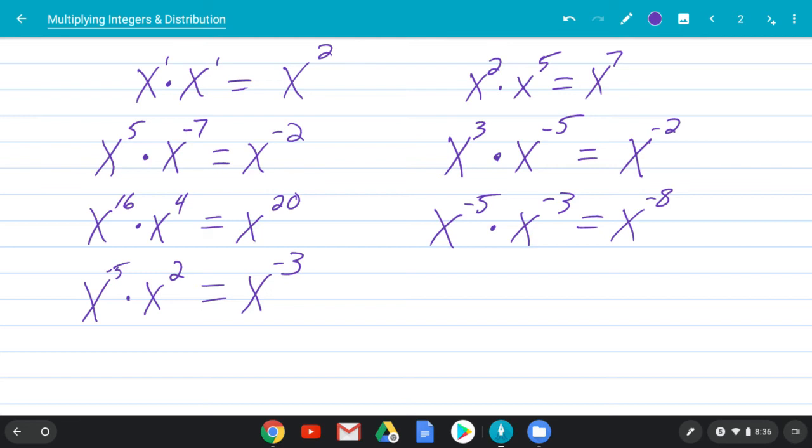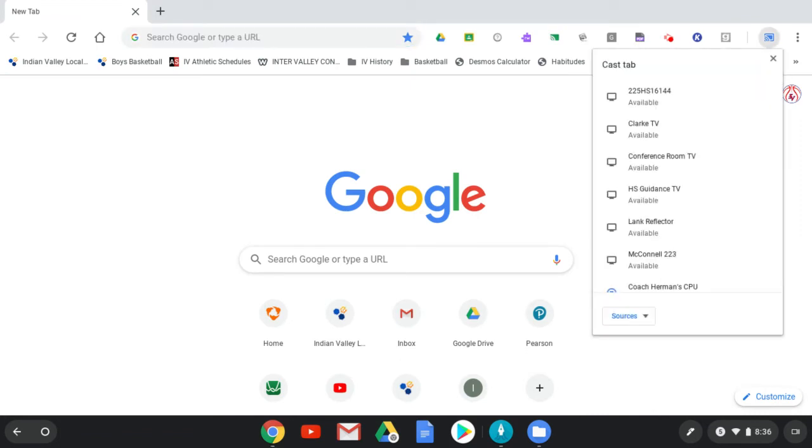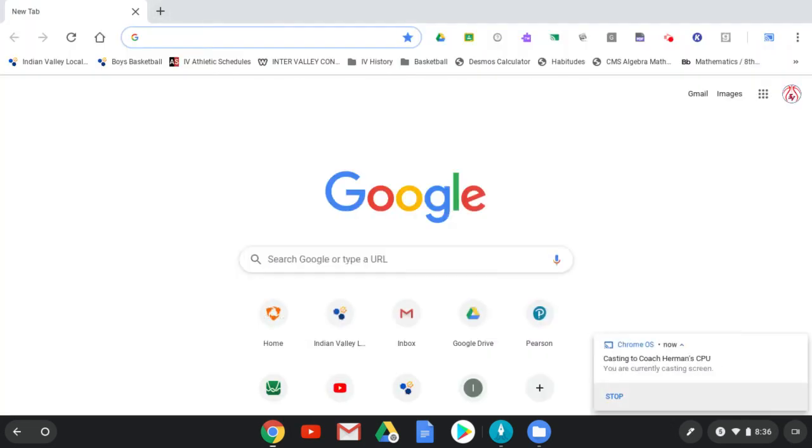Okay. How about this one? 2x squared times 4. Whoa, it went away. Why would that happen? See how fast we can get it back. Come on, baby. I'm going to have to pause.